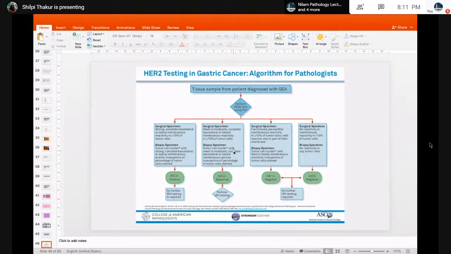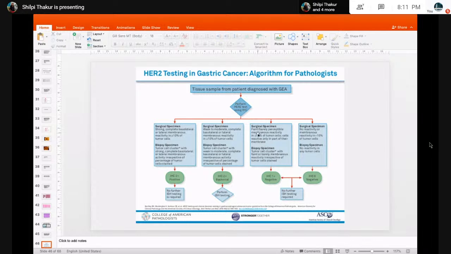Now, when IHC is 2 plus, that is equivocal. When do we call it equivocal? When we have weak to moderate but complete basolateral or lateral membranous reactivity in more than or equal to 10% of the tumor cells. So if it is present as weak or moderate staining, that is IHC 2 plus. In these cases, ISH, the in situ hybridization, is very necessary. Also, if IHC is 1 plus, then it is negative, and IHC 0 is also negative.